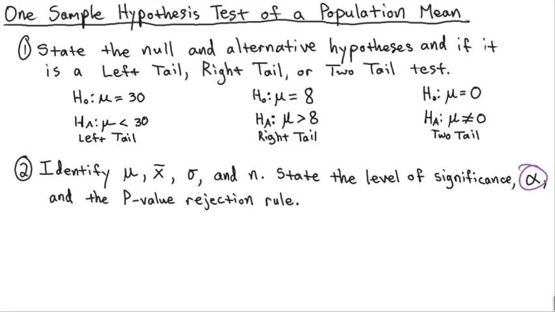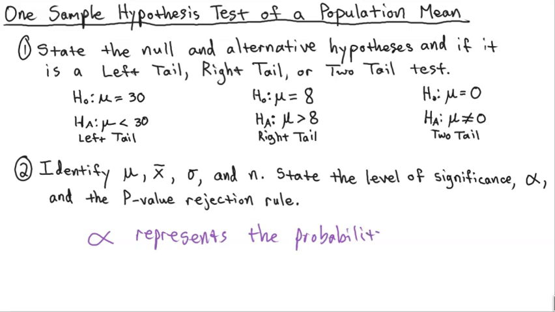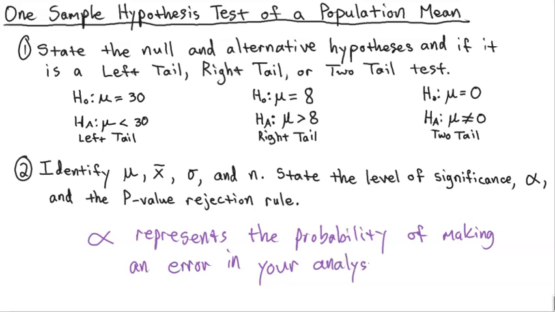I don't think we're going to dig too deep into what alpha means, but let's just say for the sake of argument, and you can write this down, that alpha represents the probability of making an error in your analysis and decision, mainly the decision to reject the null hypothesis or not reject.